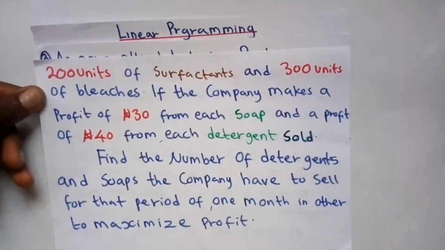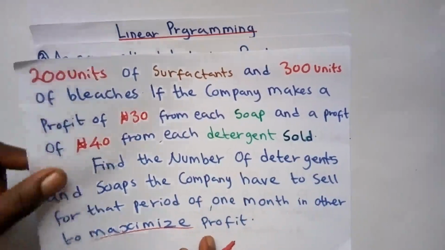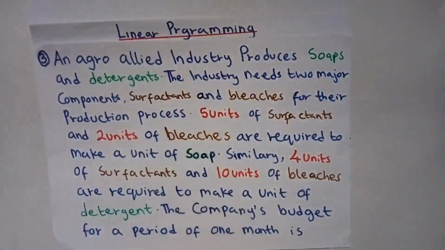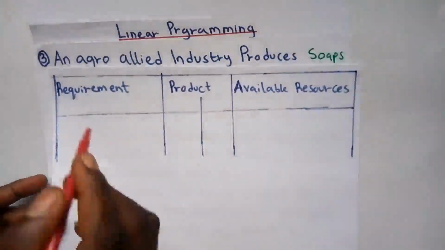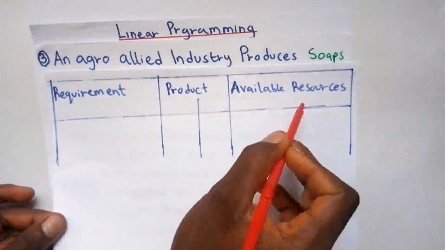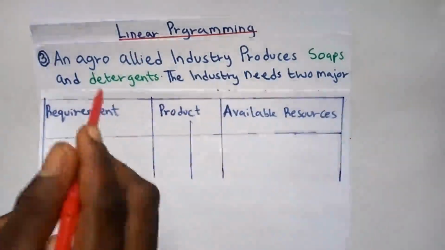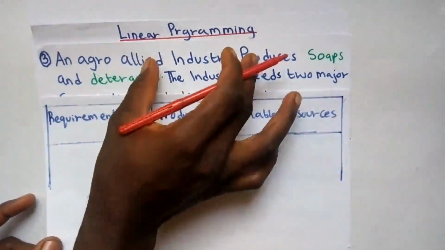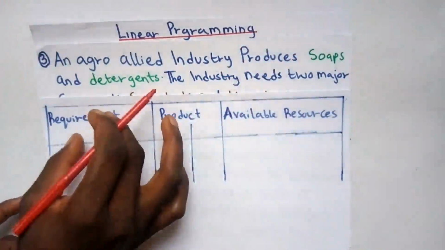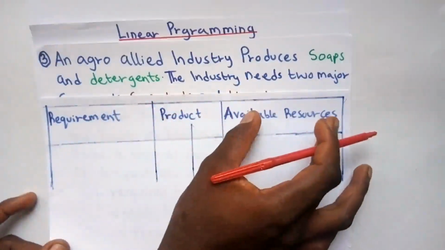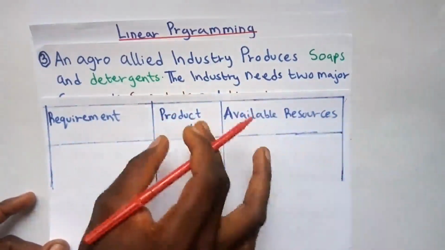Okay guys, this is an example of a maximization problem. As you can see, find the number of detergents and soaps the company have to sell for that period in order to maximize profit. So in this question, we are trying to maximize the profit. Follow these simple steps. Just make a table in this format: requirements, products, and available resources. You can go through the question again to get it more clear. You want to identify the products mentioned in this question, the requirements to make these products, and the available resources, that is the resources that are available to make these products.